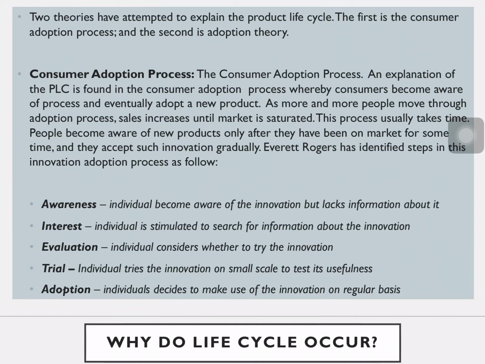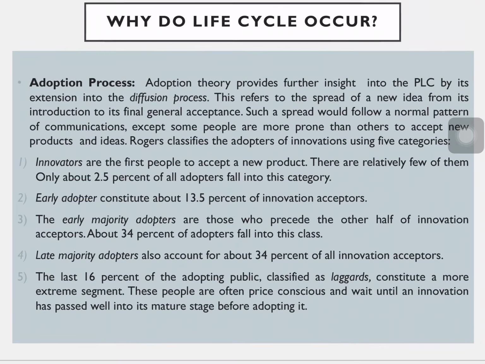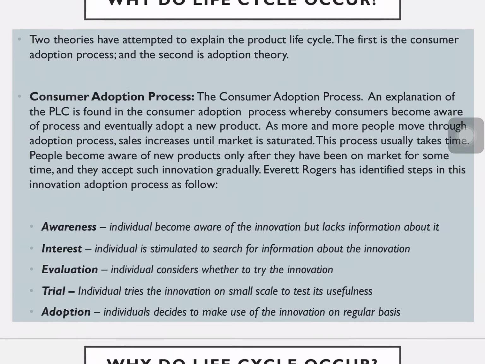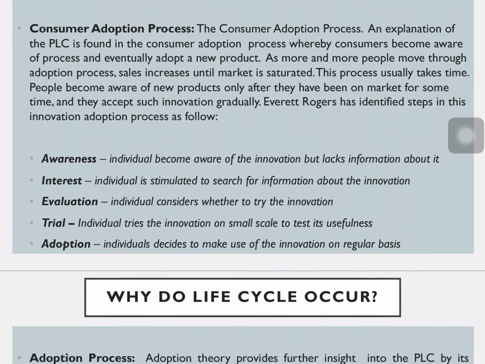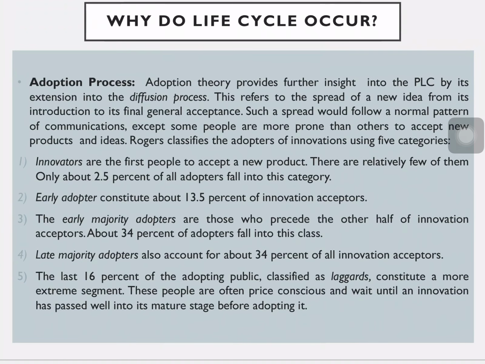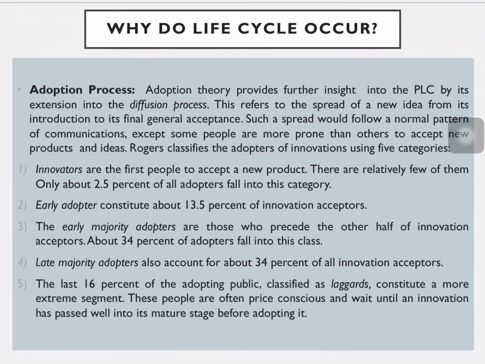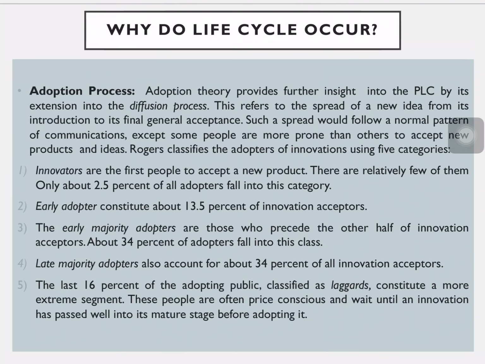Now the second one. The first one was the consumer adoption process, and the second one is the consumer adoption theory. It should be written adoption theory, whereas I have written adoption process. It should be adoption theory. Now, the adoption theory.